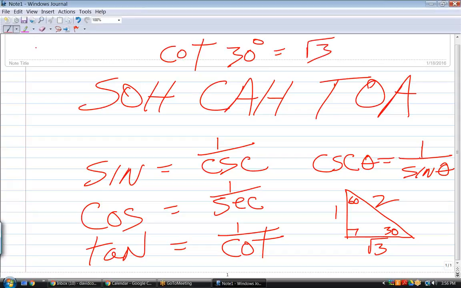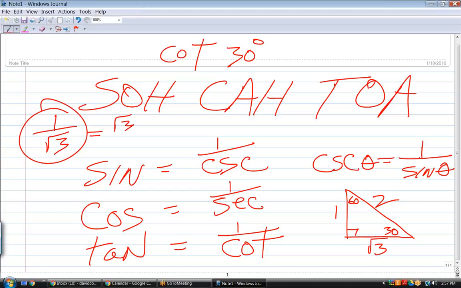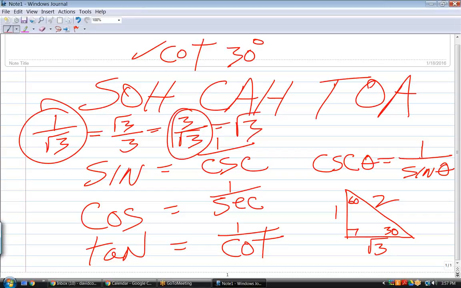Which shows you something. Notice that if I started this problem by figuring out what the tangent of 30 is, which is 1 over root 3, and I look at that and I say, well, that needs rationalizing, so that turns into root 3 over 3. And now to figure out what the cotangent is, I got to flip it. So it's 3 over root 3, but now that needs rationalizing again, so it goes back to root 3. Moral of the story is don't rationalize until you get to the end, because sometimes you don't need to.